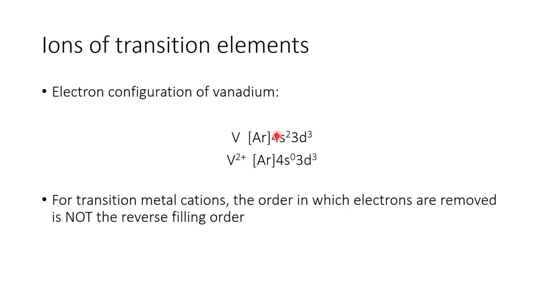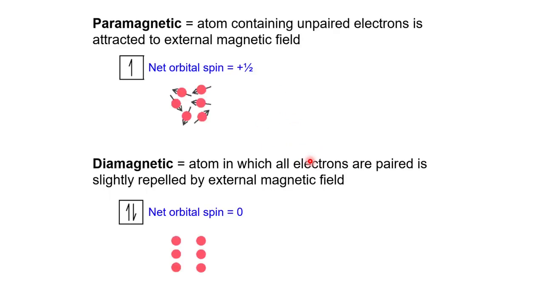Well, for the transition metal cations, the electrons are removed in something that is not reverse filling order, because remember, those orbitals, the d and the s orbital, overlap so much. And it's more stable for the electron to just have an empty s subshell than it would be to have a partially empty d subshell.